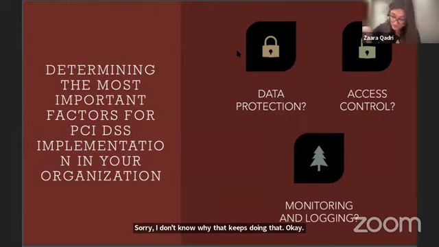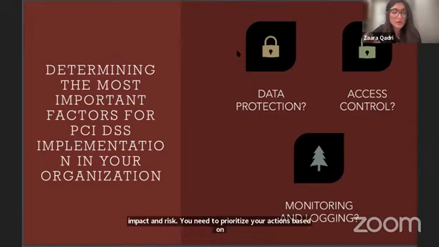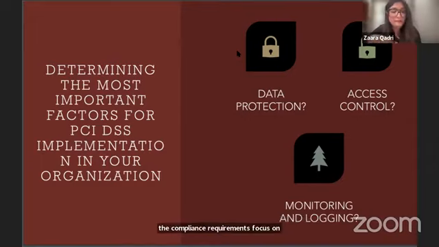You need to determine which areas have the highest impact and risk. You need to prioritize your actions based on the compliance requirements, focus on areas that, if they're not already addressed, would lead to greater risk of non-compliance and data breaches.